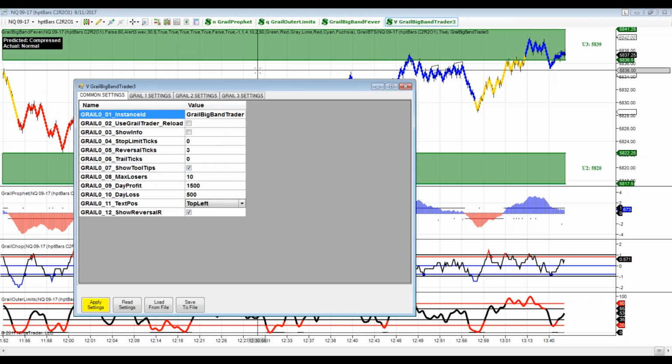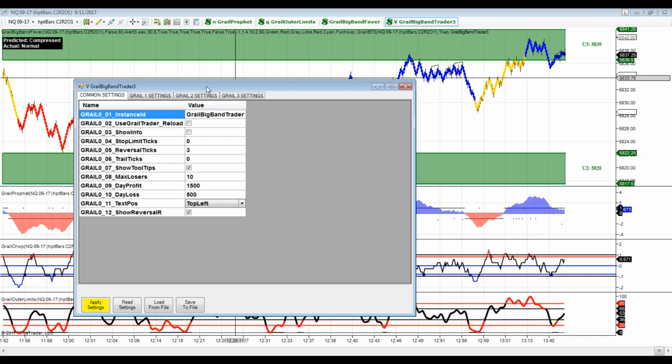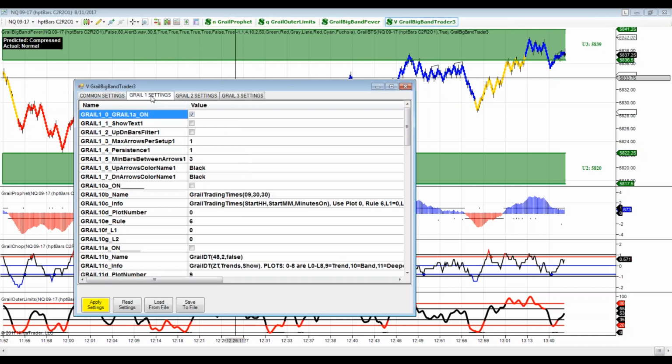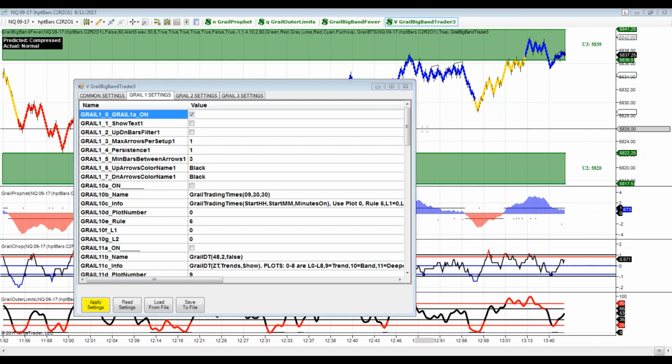When you do load it on your chart, you can go ahead and bring up the settings tab again, and again it has Grail 1, 2, and 3, just like your original Grail Trader. Now, what makes this one different is that you can check all the boxes that you would like on all of the bands, and when price enters that area, it will go ahead and trigger the arrows.